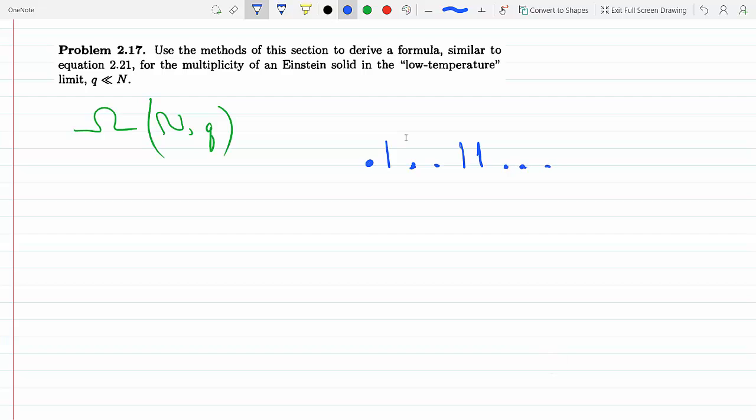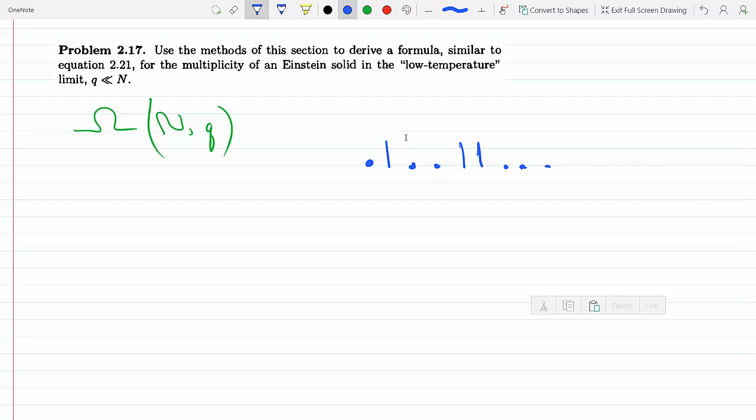So think of every line as being an oscillator and every dot as being an energy unit. What this partition is saying is that I have one energy unit on the first oscillator, then the second oscillator has two, the third oscillator has none because between the second two vertical lines there's nothing, and then three energy units on the next, and so on. So let's say this is a system with four oscillators, and this many energy units: 1, 2, 3, 6. So this would be the microstate I just described.